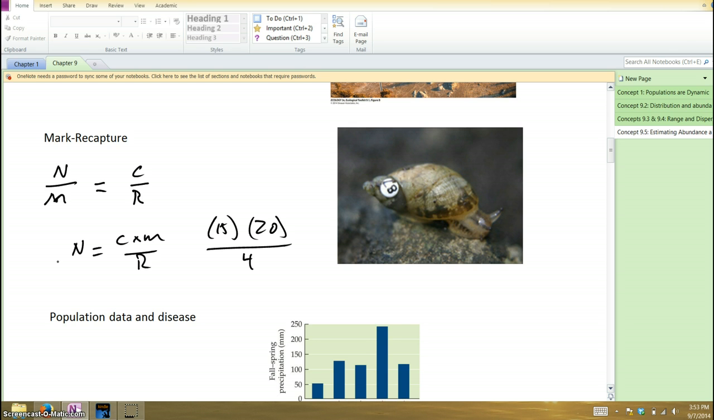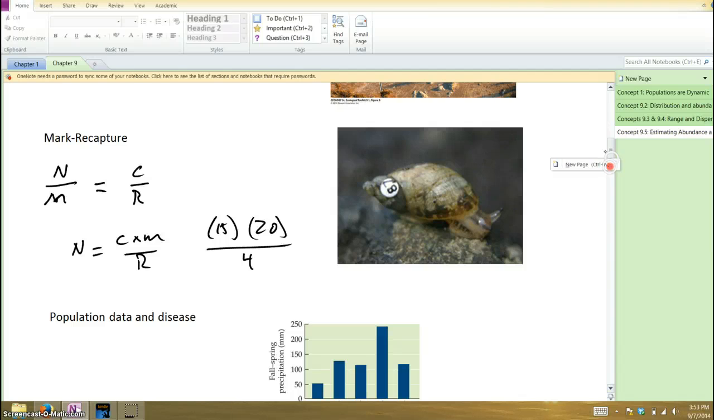And this formula works because these ratios should be the same. That is, when we capture and mark some, they represent a particular fraction of the total. When we let them go and capture them later, we should get the same ratio. Okay, and again, that should give us a pretty good estimate. We're going to practice this in class later.